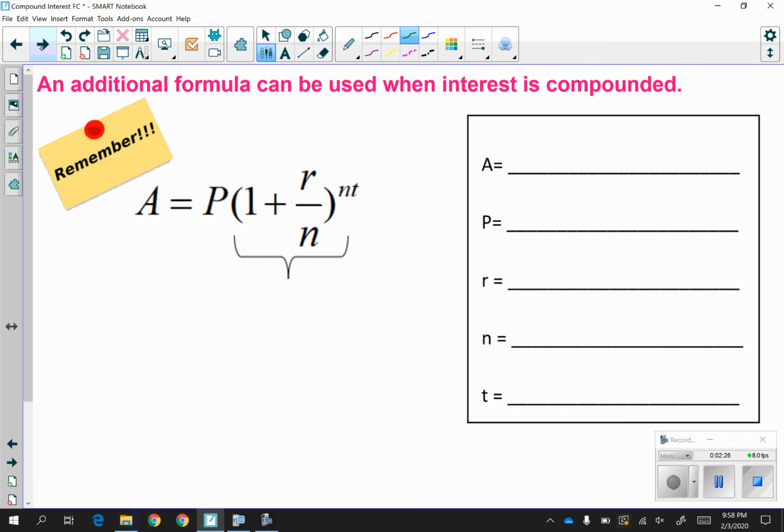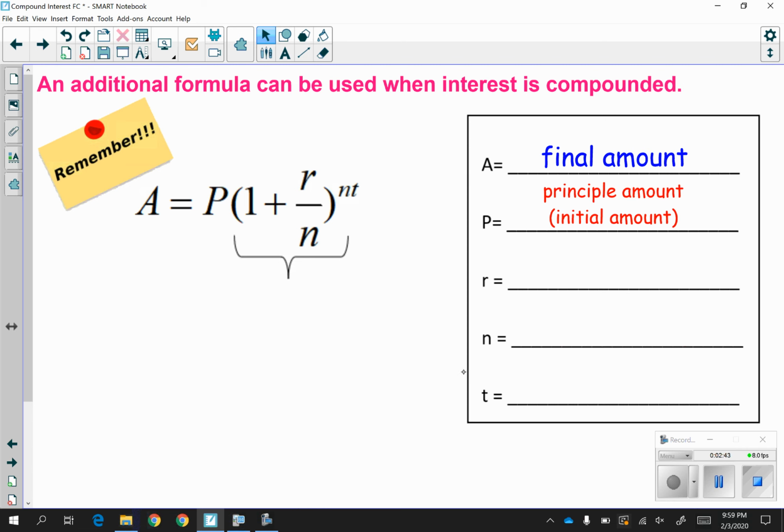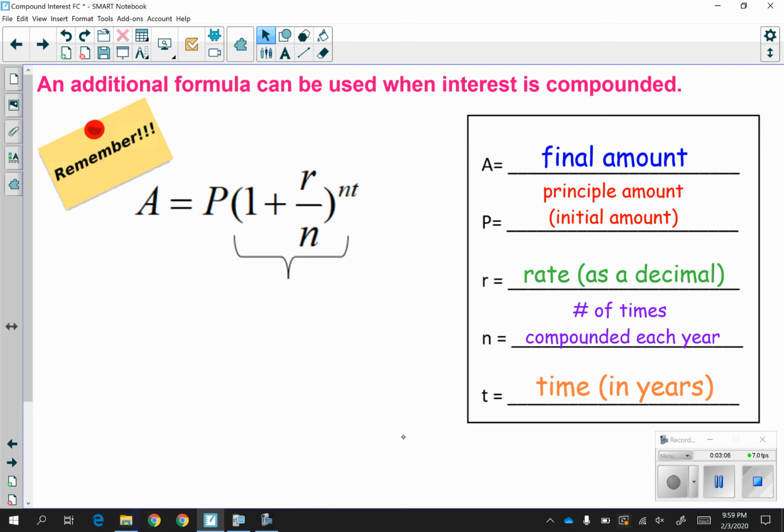So we have a formula to remember this. You actually have to remember this formula because it's not on your reference sheet. Breaking down this formula, A is your final amount, otherwise known as your future amount. P is your principal amount, the initial. r is the rate, again as a decimal. And n is the number of times compounded each year. Again, that's how many times you are taking your interest out and reinvesting it back in the bank. And t is the time in years.